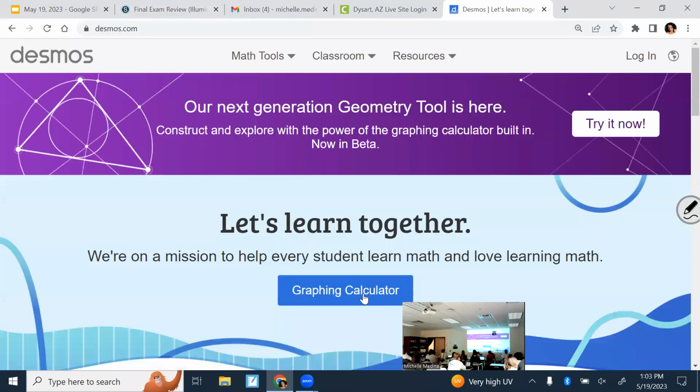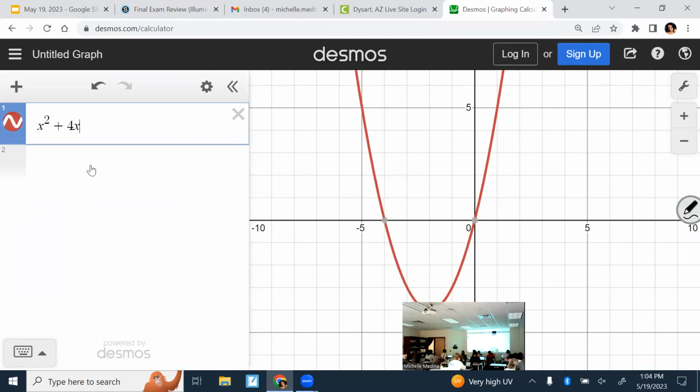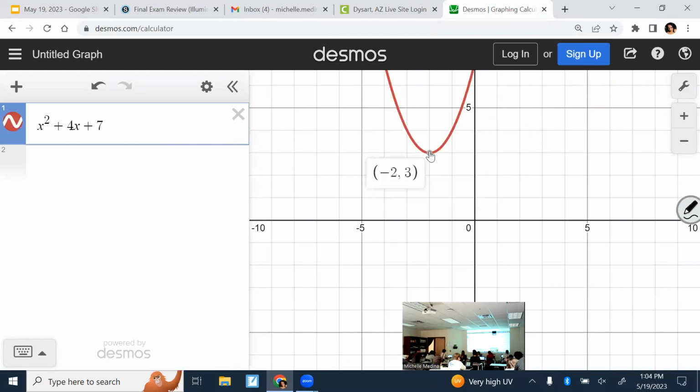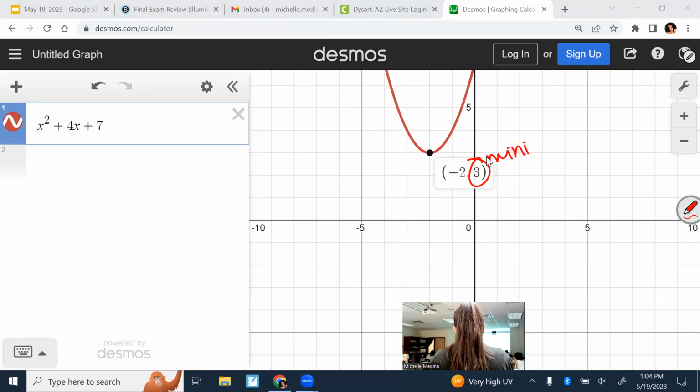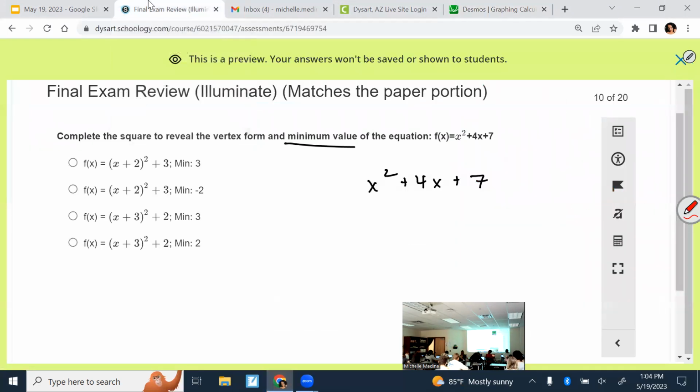So x squared plus 4x plus 7. All right, look at your vertex. It is (negative 2, 3). Now notice that for the minimum, it only has one number. I don't know that we necessarily talked about this, but the minimum is technically just the y value. So maybe put that on your note card: the minimum is the y value of your vertex. So the vertex you could calculate by typing in the equation, and then the minimum is the y of the vertex. That narrows us down to two answers.